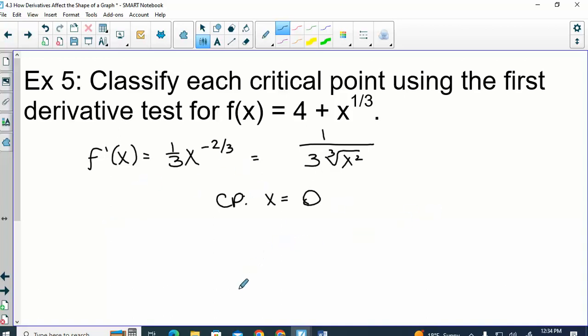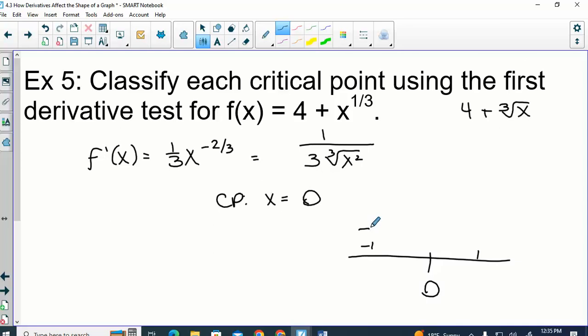Alright, so my critical point is at 0. Now I asked you to classify this, as in, is it a max or a min? So we look at our sign line. So something smaller than 0 and something bigger than 0. -1 and 1. Alright, so if you put -1 into the original, this is 4 plus the cube root of x. So the cube root of -1 is -1. 4 plus -1.